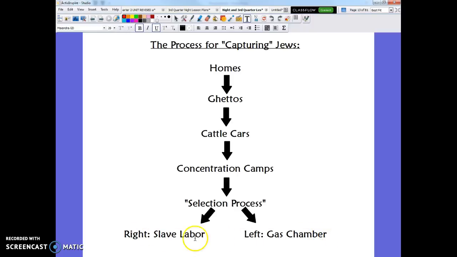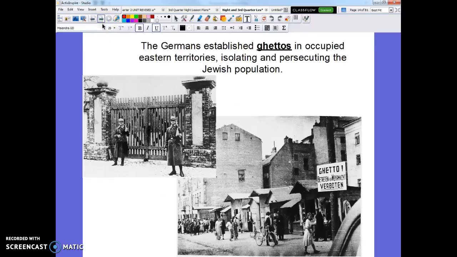Young women might have had the choice for slave labor, but if they were a young mom, they would never leave their babies. So they are instantly led to the gas chambers, which we will talk about what those are. For the ghettos, these are just some pictures, but the ghettos were established and were aimed at isolating and persecuting the Jewish population. We utilize this term also frequently now, but it's basically an impoverished area with limited freedom. And a lot of people obviously were isolated there. These are examples of German guards guarding the entrance of the ghettos.